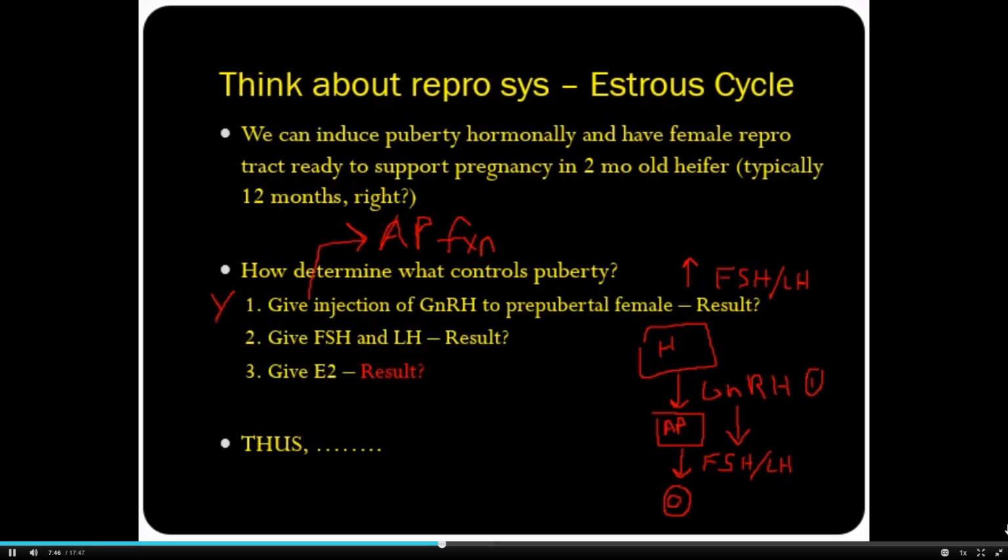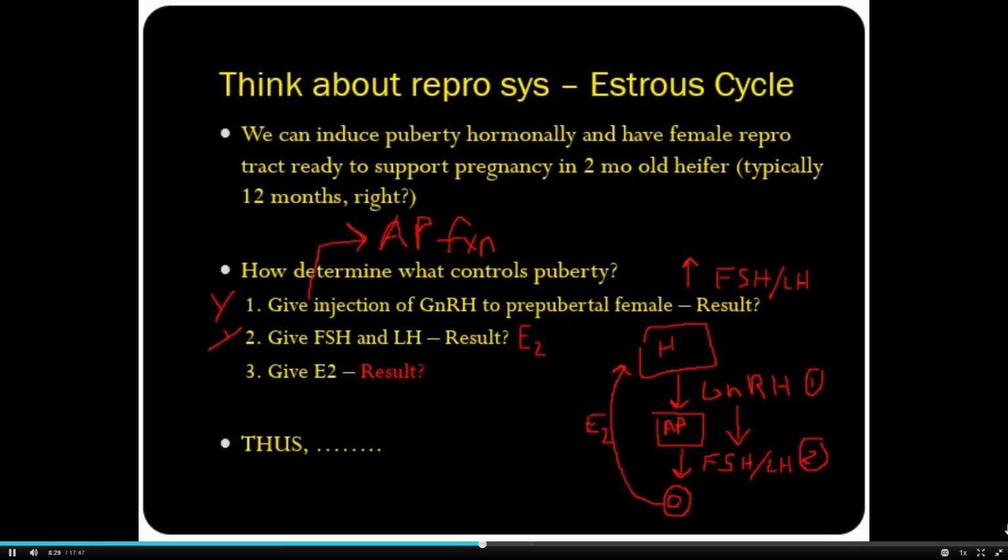Now, what happens if we give FSH-LH? What's the expectation? If we give FSH-LH, we're going to expect some follicular growth that is going to cause the release of estradiol. So if the ovary is mature and can respond to FSH-LH, we should expect E2. What was the result? We actually got follicular growth when we gave FSH and LH to this female, and we got E2 production. So we're going to put number 2 here. In this particular case, we got exactly what we would expect in a mature female.